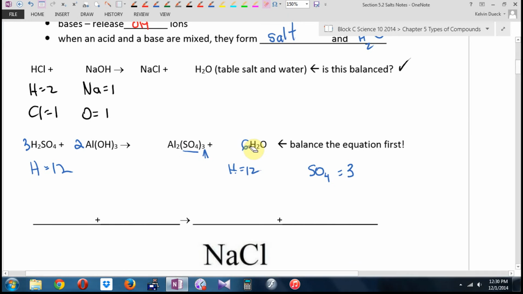By the way, in English, we would say acid plus base gives, well, you know what? A salt plus water. That's a standard neutralization reaction.